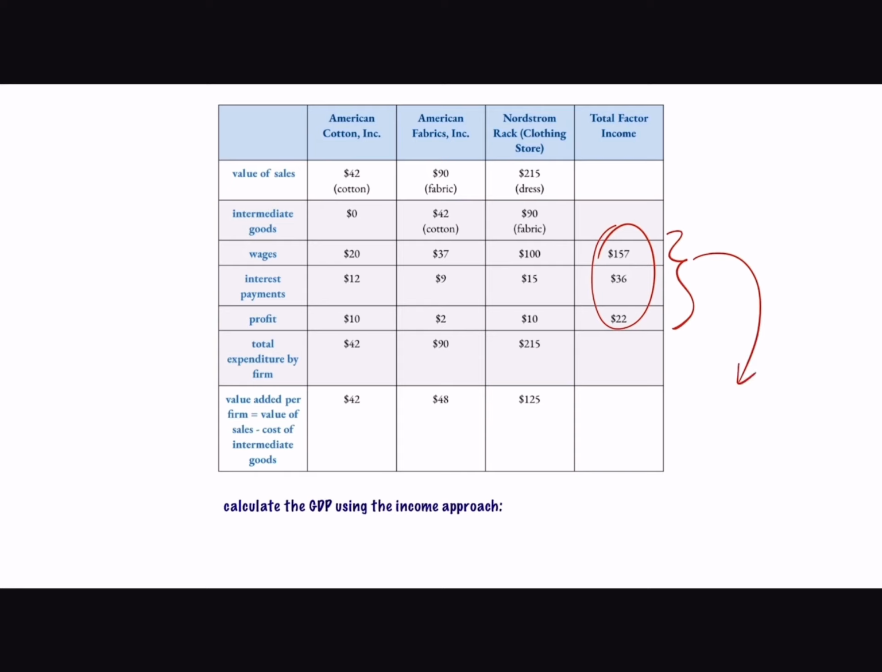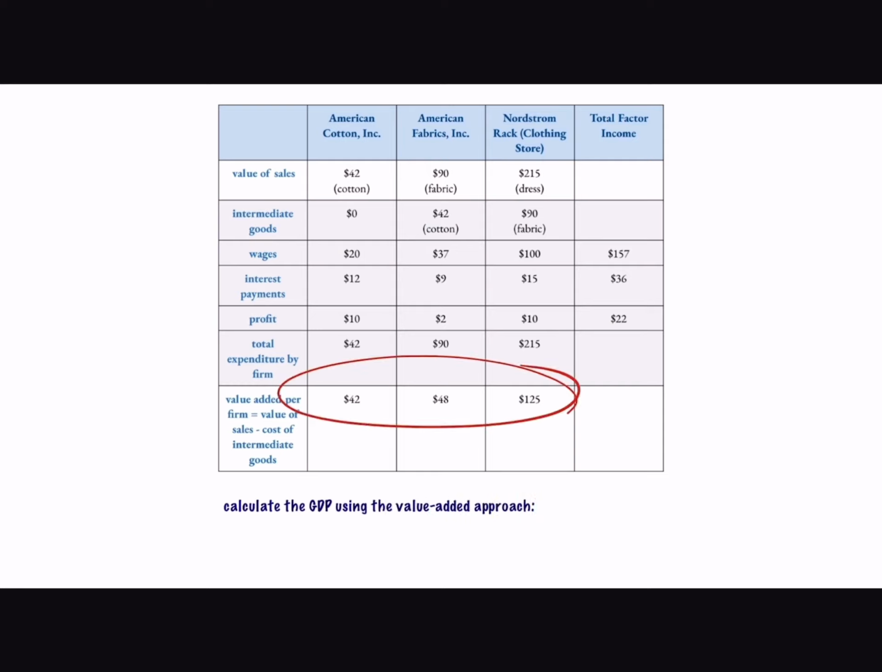In this case, we get 157 plus 36 plus 22 equals 215, which is consistent with our previous answer. Finally, with the value-added approach, we add up each firm's added value, in other words, the value of the sales minus the cost of the intermediate goods, and we get 42 plus 48 plus 125 equals $215, again consistent with the previous 2 answers. Thus, we can see how these 3 approaches are interchangeable and all produce the same final value.